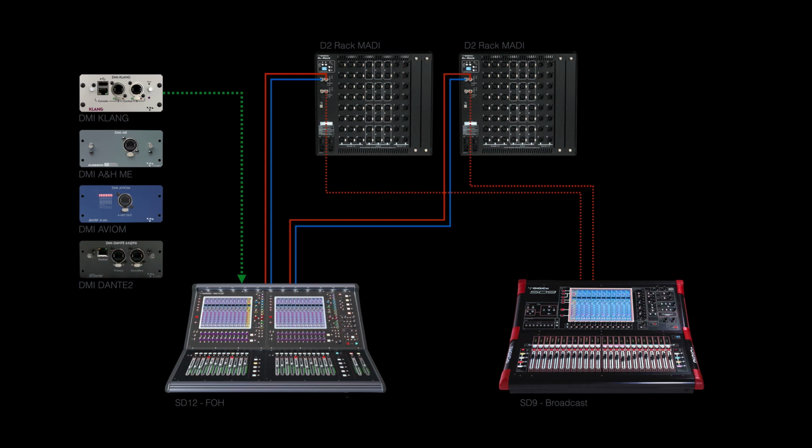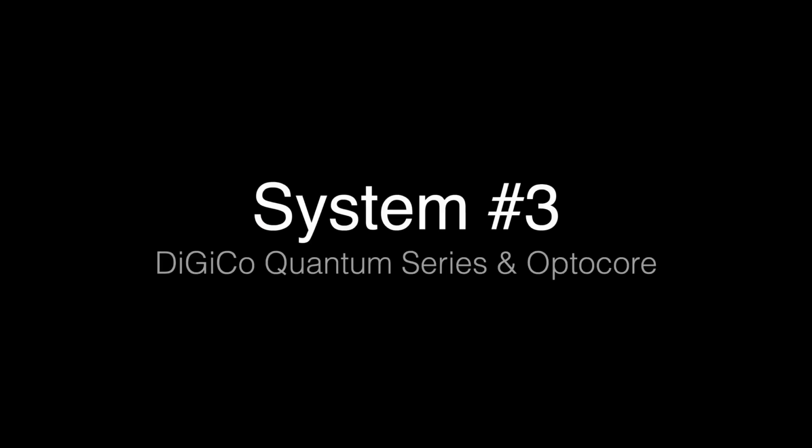Now, if you have an existing Allen & Heath mixing system, like the ME1 or the ME500, you can connect those up via ME card. There's also an Aviom card, or if you're just using some other manufacturer, they probably have Dante, and we can just stick a Dante card in there as well.